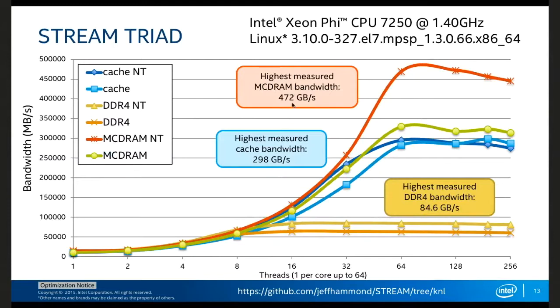There's some dependency on the Linux kernel tick rate, so this maxes out at about 490 if you do a bunch of tuning. The highest cache bandwidth in STREAM TRIAD here is 300 gigabytes a second, give or take. So there's a non-trivial difference in the peak bandwidth with cache mode.